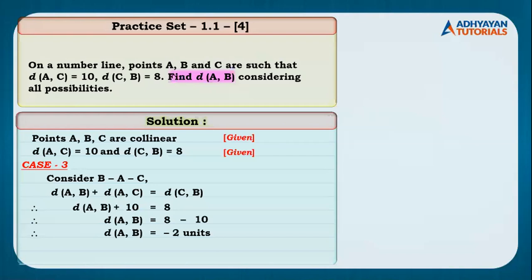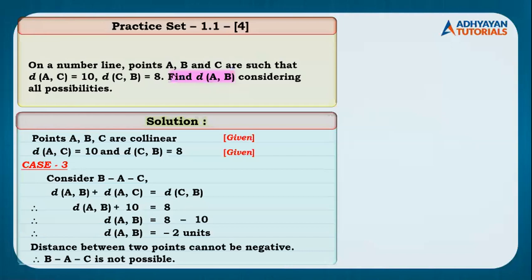But children, tell me one thing, if you all remember it, in the last class as well we discussed, can distance ever be negative? Perfect. So distance between 2 points cannot be negative, and hence we state that this case, A-B-C dash, is not possible.